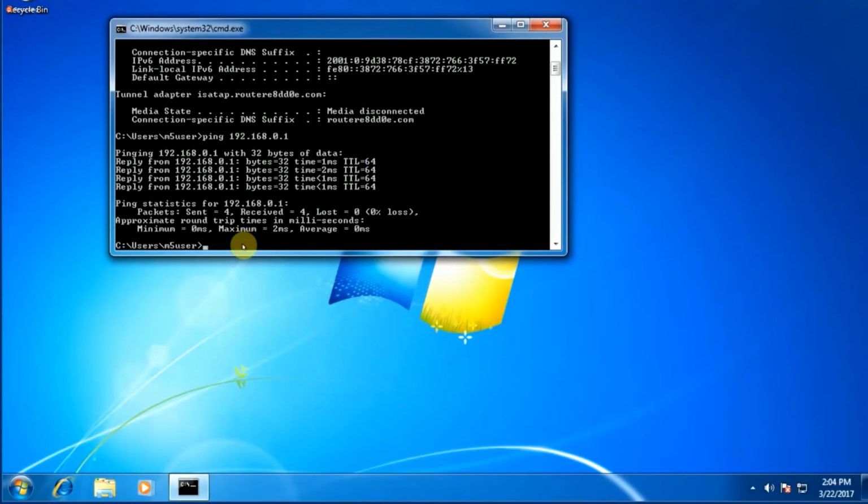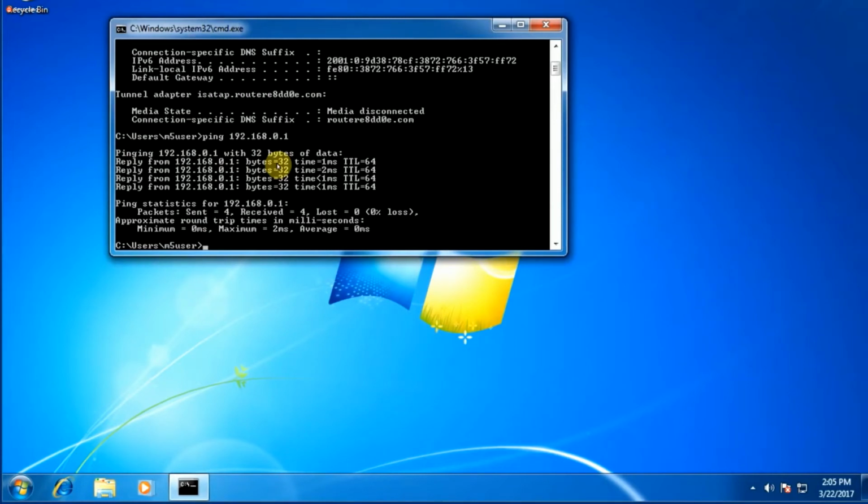192.168.0.1. My computer is sending test messages over to the gateway, which is usually a router, and I'm getting replies back. Replies are coming back from that router. It's telling me how long the round trip time was in milliseconds. So that's good. I know I can reach my router. That's a good sign. So from a local area network perspective, I know that my computer's connected to the local area network, and I know I can talk to the router.